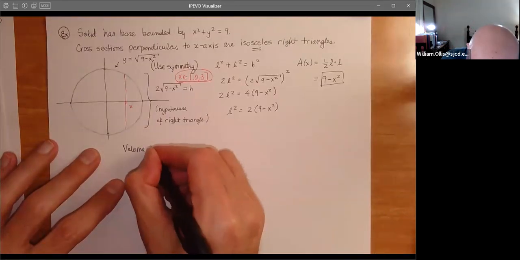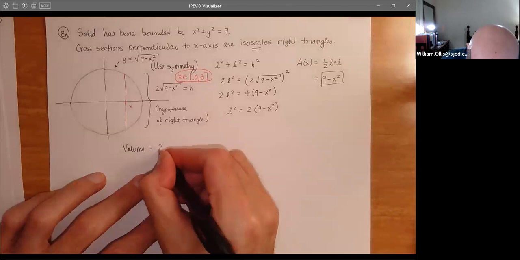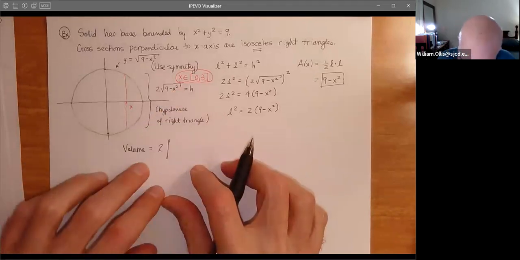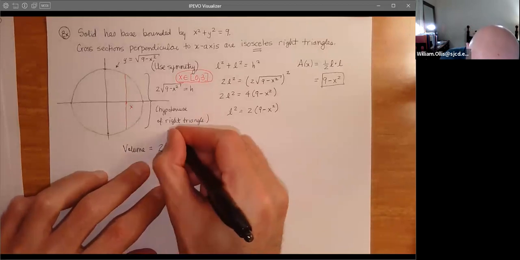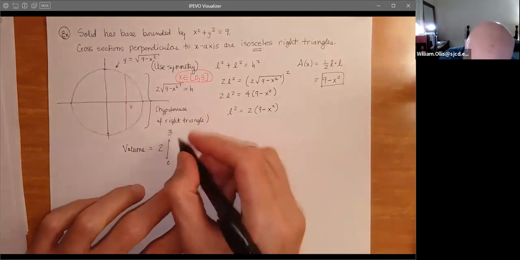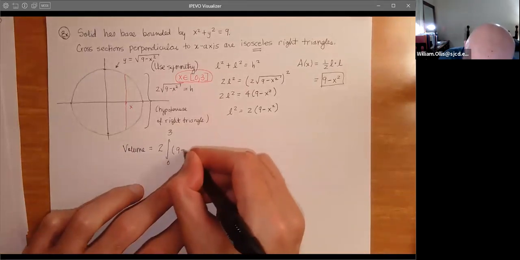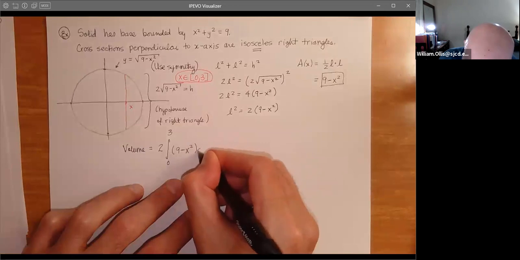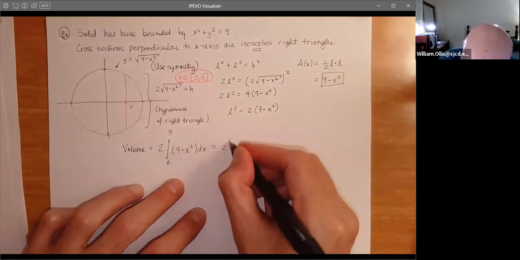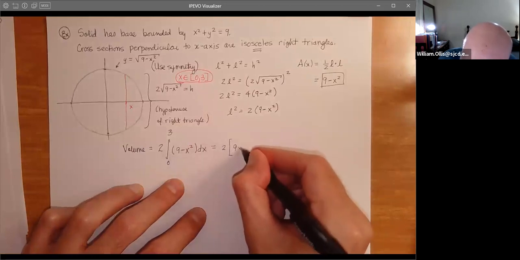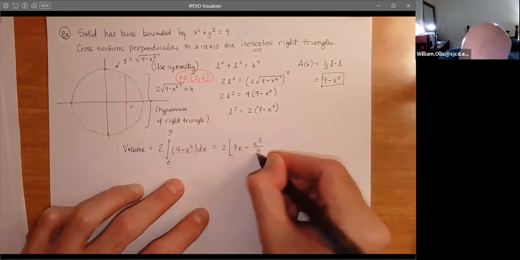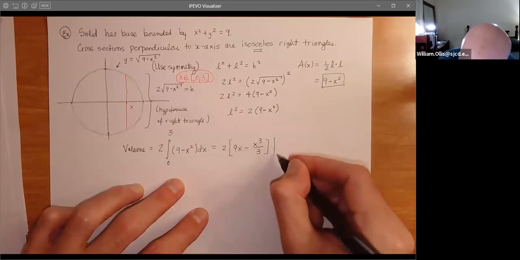So now, by symmetry, 2 times the integral from 0 to 3 of the cross-section area formula, which is 9 minus x squared, dx. Again, we're grateful for the simple integrals. So this gives us 2, and this will be 9x minus x cubed over 3, from 0 to 3.